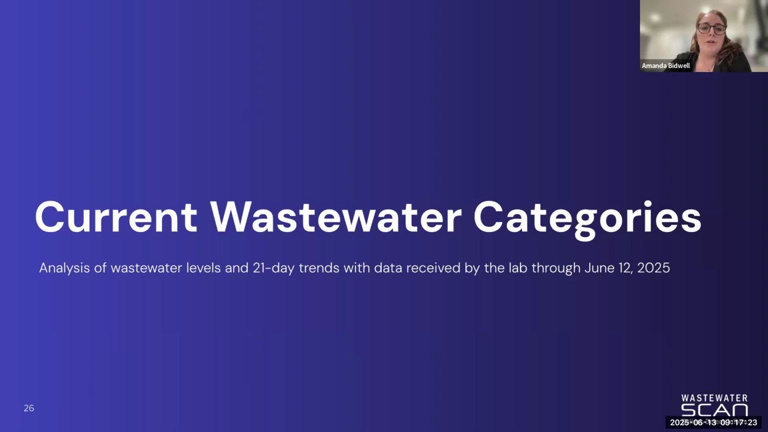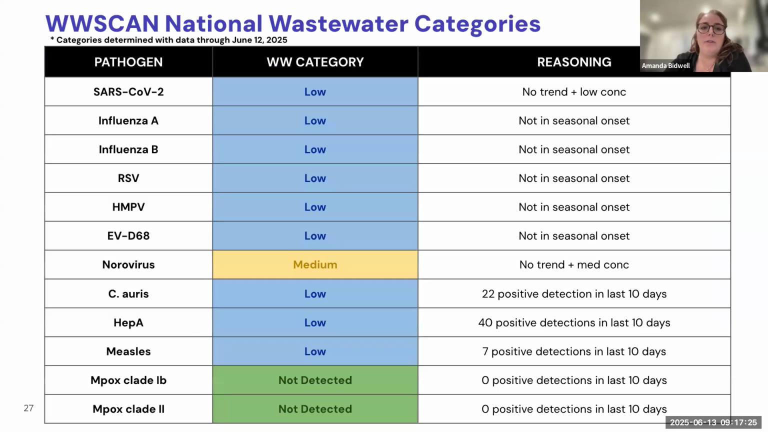So I'm going to go over current categories and hopefully keep it brief because I want to leave plenty of time for questions. I've changed the view of this slide a little bit. I'm not including plots on this anymore since we have so many pathogens. I wanted to give a high-level overview of where we're at for all of them.